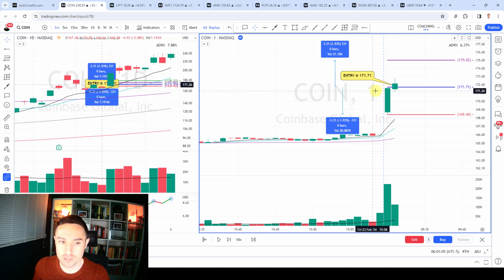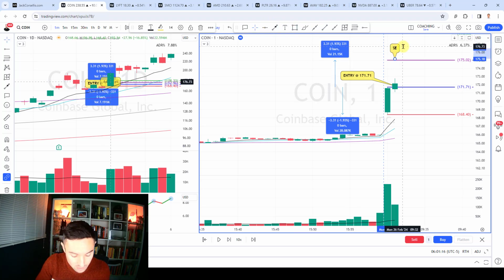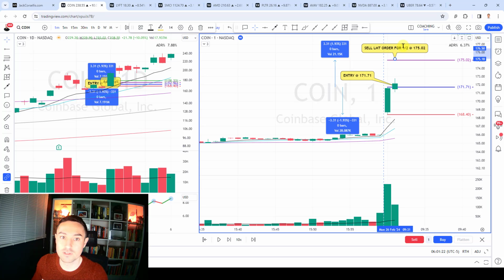We have risk on the trade of $3.31. Our free roll target is, if we're selling half of our position, $3.31. So if we are able to sell, let's say we use a sell limit order here, we put a sell limit order for half the position at 175.02 like this.